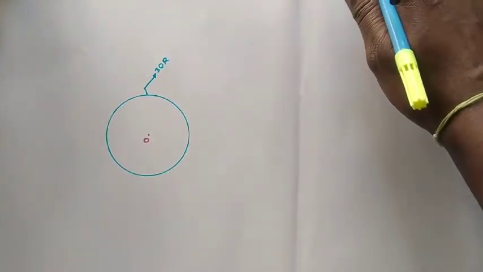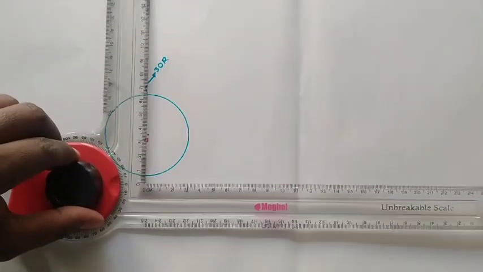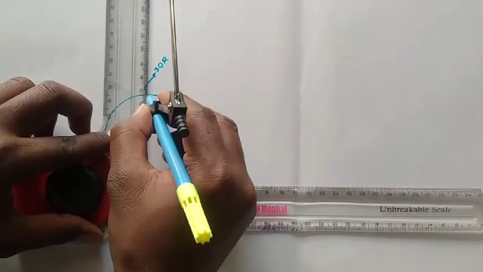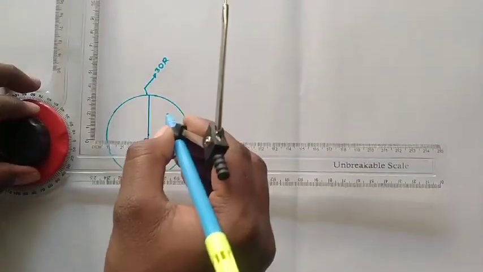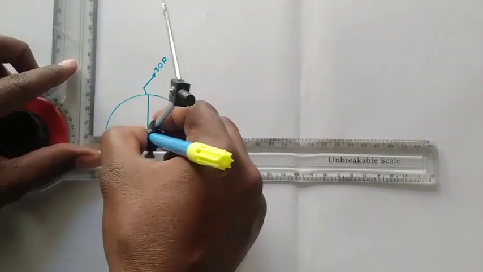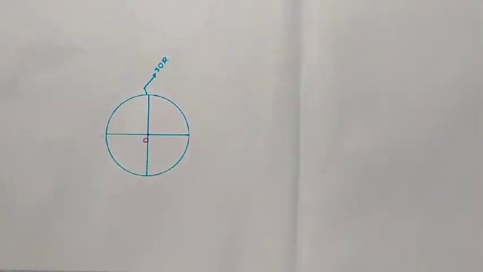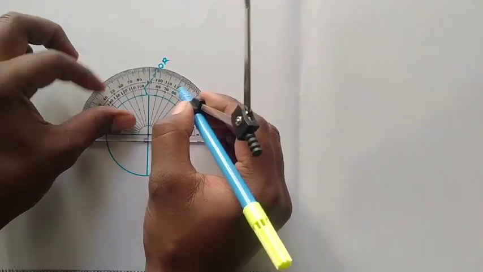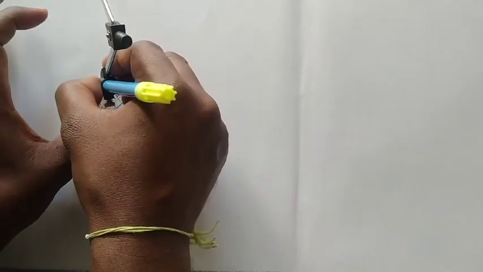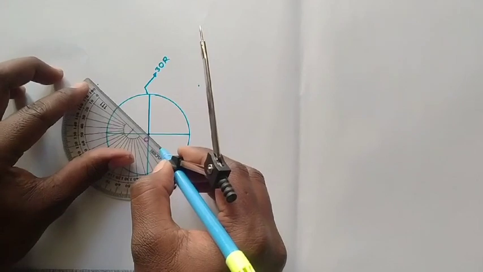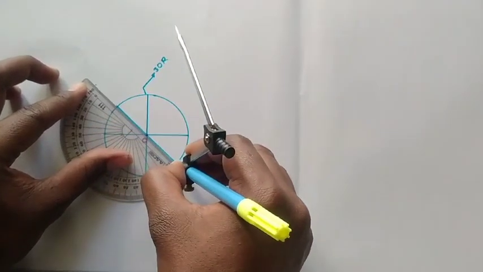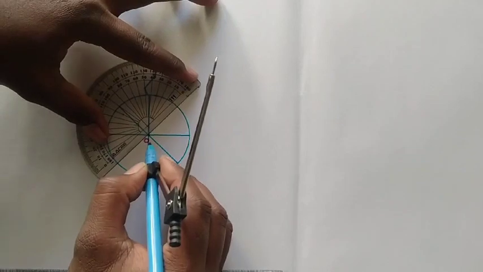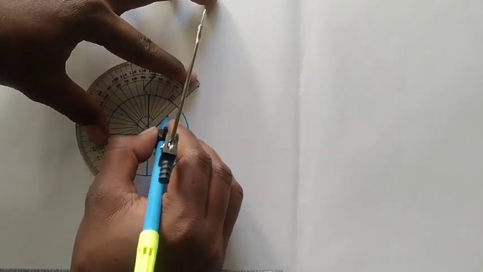Let's divide this circle into 8 equal parts. Eight equal parts means every part is 45 degrees. Draw the lines.